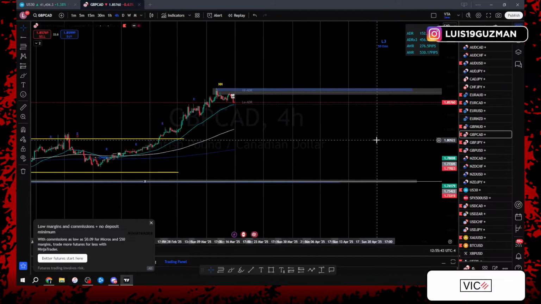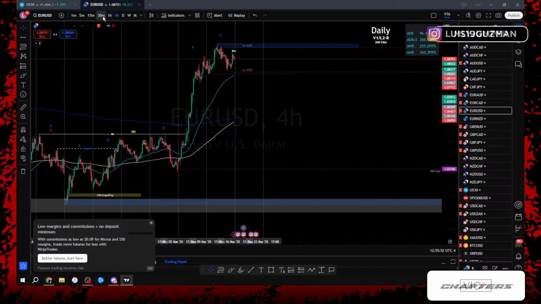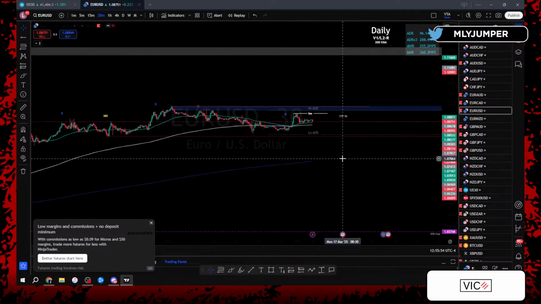The same thing, right? But is the inducement not the change of character? Yeah, the inducement is a change of character. That's exactly what it is. On EU, on every other pair, an inducement is a change of character.